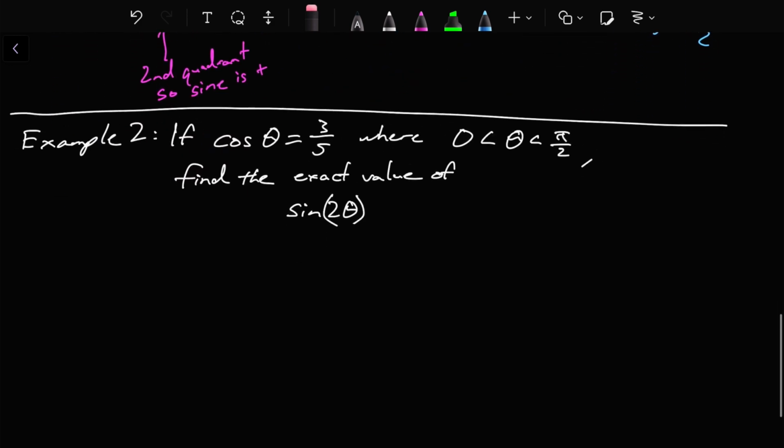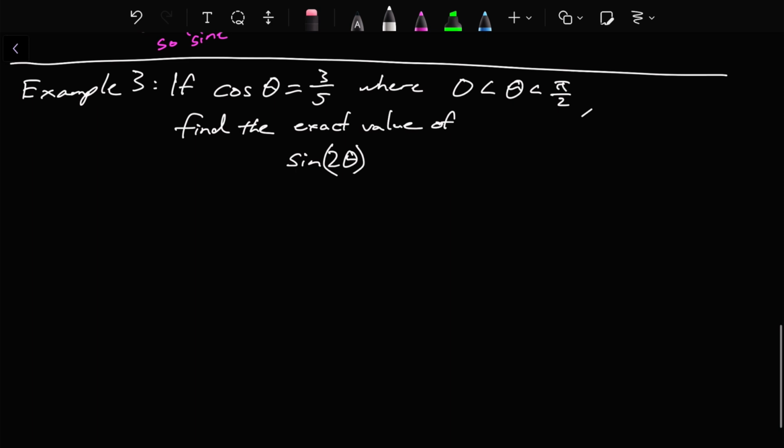All right, this should be example 3, sorry. Gave you an extra one. The last one. If cos of theta equals 3 over 5, where theta is between 0 and pi on 2, find the exact value of sine of 2 theta. Okay, so this immediately tells us we're going to use the double angle formula for sine 2 theta. So maybe let's just write that out to begin with, and then we'll see what we need.